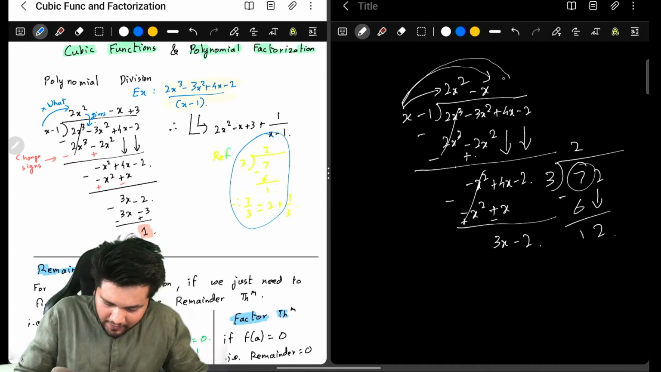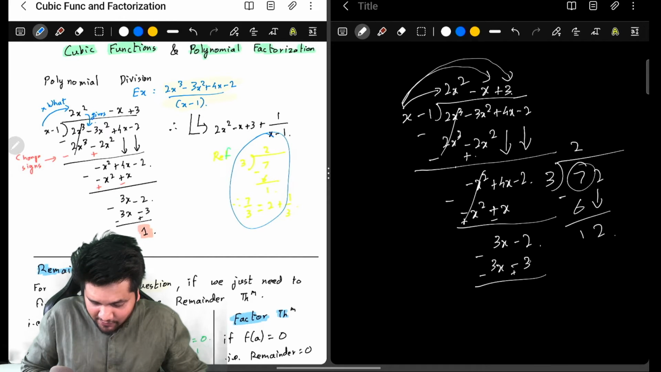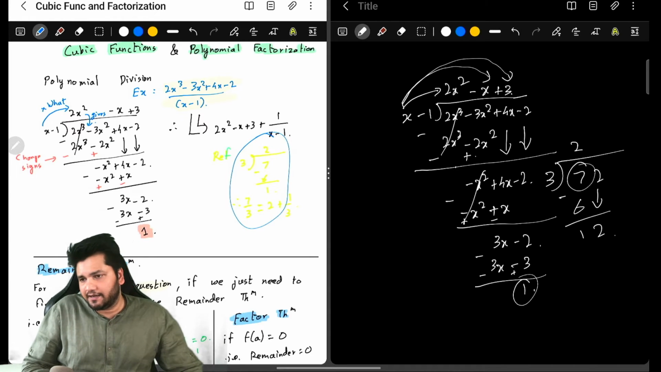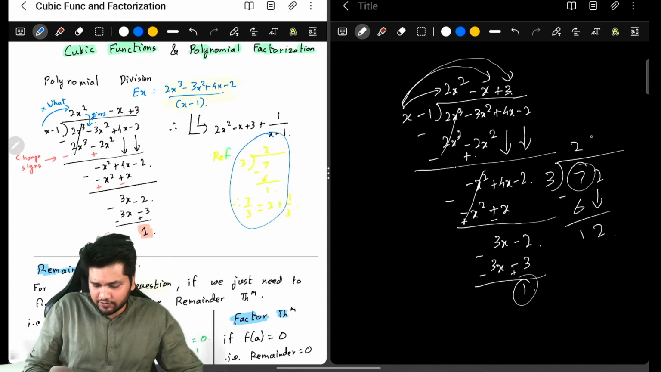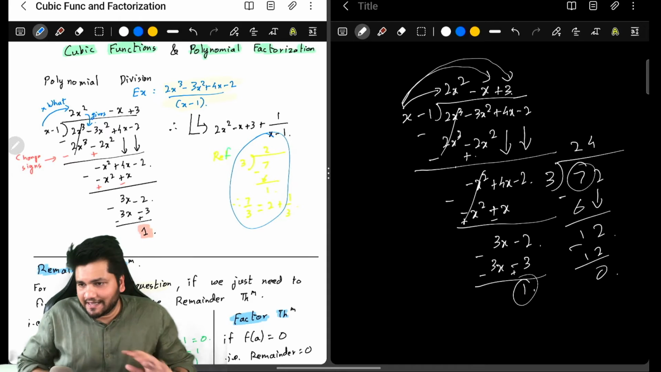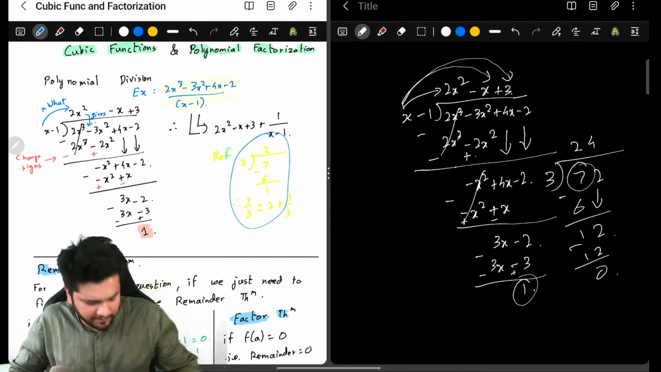x into what will give me 3x? It's going to be plus 3 this time. So I'm just going to multiply this with this, and you'll get 3x minus 3. Again I'll subtract, this will change sign, minus, this is going to be plus 3 minus 2, at the end 1. As you can see, 1 is going to be the remainder here. Just like in numbers, 3 times 4 is 12, you will get 0, so there 0 is the remainder. So here we got this remainder while we divide the polynomial using long division.